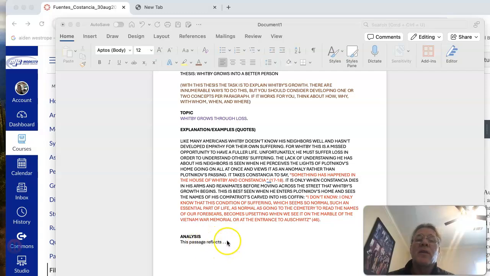Now, I can start with this passage reflects, okay, that Americans are immune to suffering, and they shouldn't be if they want to grow. They should invest themselves in the suffering of others, the immigrants who come here, as is the case with Konstantin and Plotnikov. They need to be open to their stories. And so I'm using my understanding of this story itself to put forth these ideas for the reader, right? And that's all done here in the analysis.